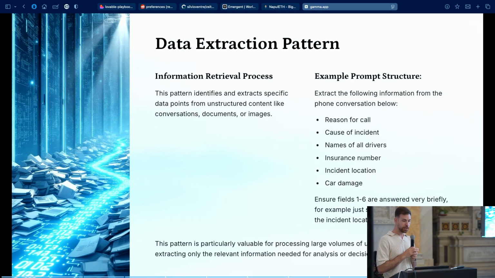Another one is the data extraction pattern. This is useful for a lot of use cases. I used this one, for example, about one week ago. I had a small car accident last month, and I have to craft an email to the insurance company, the counterparty. I have to extract some information from a picture.